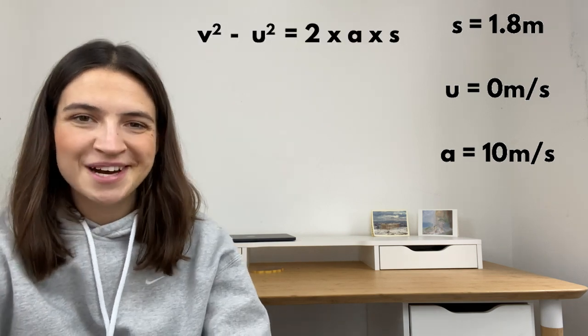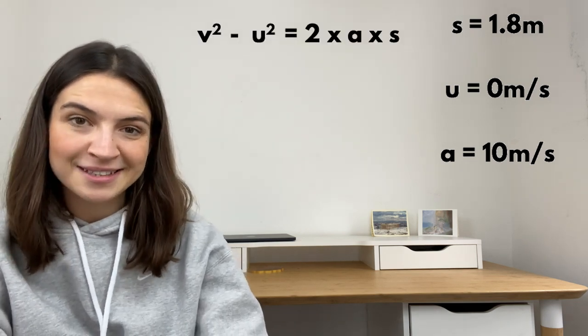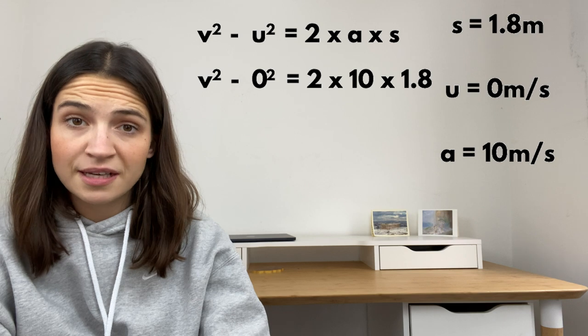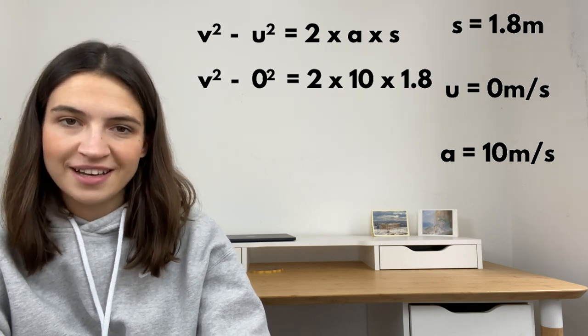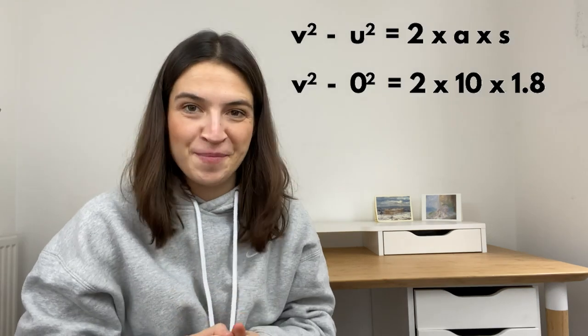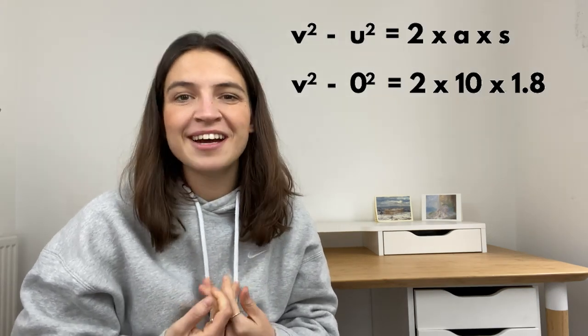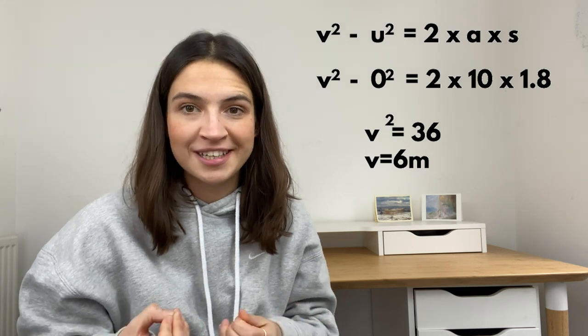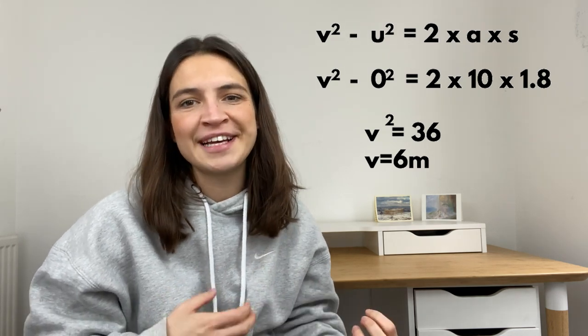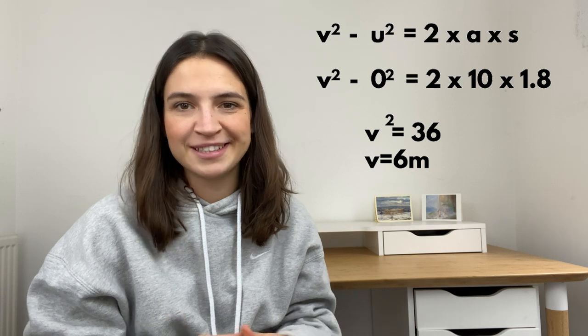v squared minus u squared equals 2as. v squared minus 0 squared equals v squared. And then on my right hand side, I have 2 times 1.8 is 3.6, times 10 is 36. So v squared is equal to 36. Therefore, v is equal to 6 meters per second.